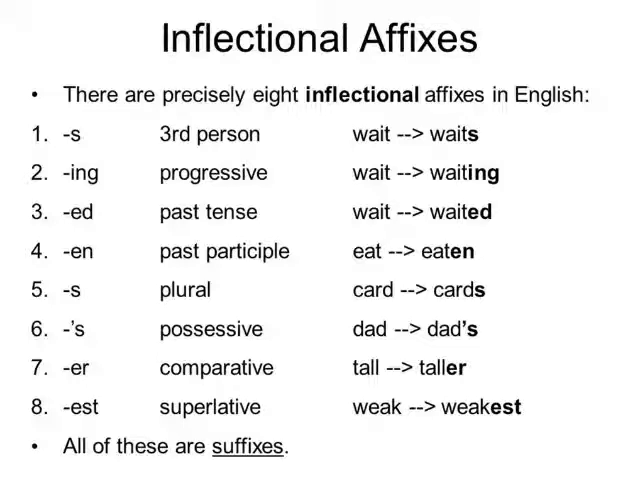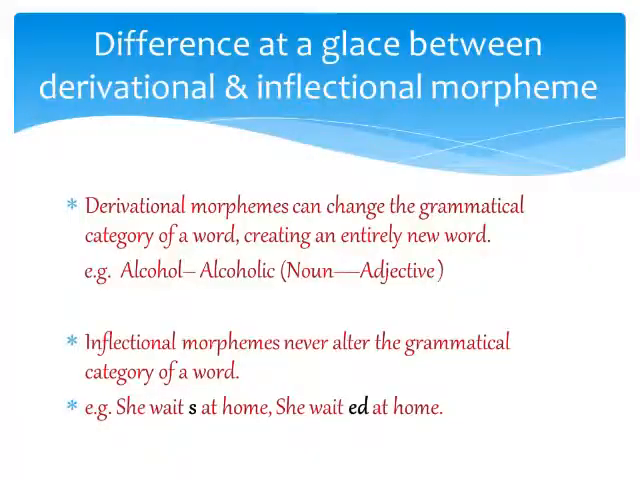So you can see some inflectional morphemes. These are 8 here in this chart, which can change the grammatical sense of the words. Like wait becomes waits, wait becomes waiting, wait becomes waited, eat becomes eaten, card becomes cards, dead becomes deads, tall becomes taller, weak becomes weakest. Most of them are suffixes. All of them are suffixes, as I have already told you, but these suffixes are used as inflection and not as derivational morphemes, which you must keep in your mind.